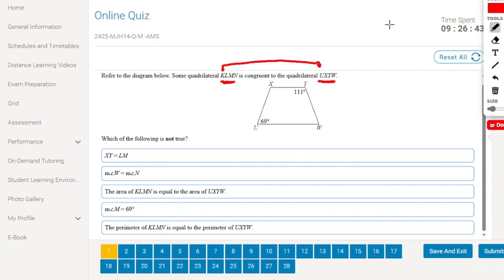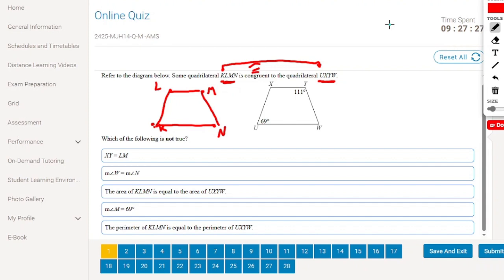congruent with U. So this is U, so the K will be here. L with X. So X with L, L will be here. Okay, M congruent to Y, and N congruent to W. So here it will be M, here is N. So let's draw the other quadrilateral. It will be like this one. So here KLMN is congruent with UXYW.